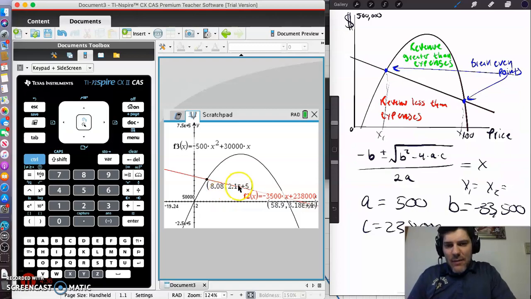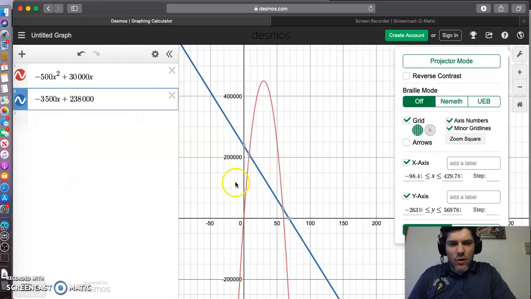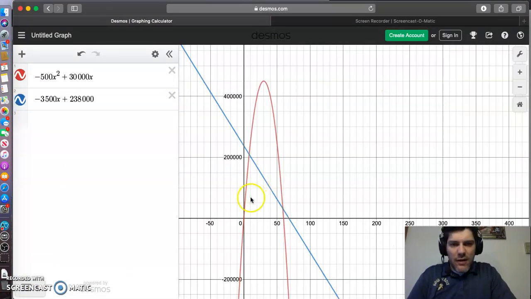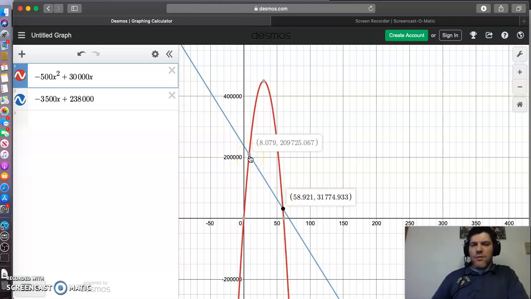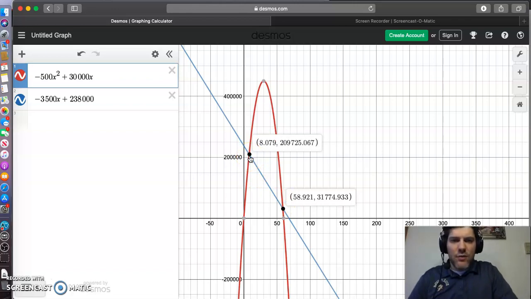Now the neat thing about this, and same thing if you were to go to Desmos and do the same thing, save yourself some time, right? Since you're going to be sitting on a computer at home instead of using a calculator in class, we can actually see the revenue piece as well.